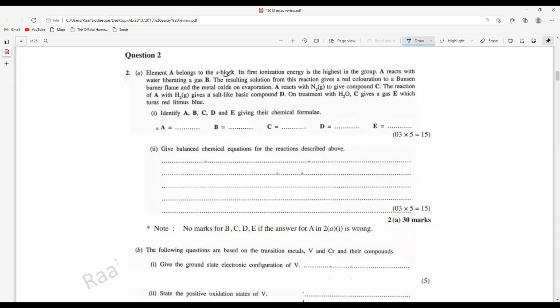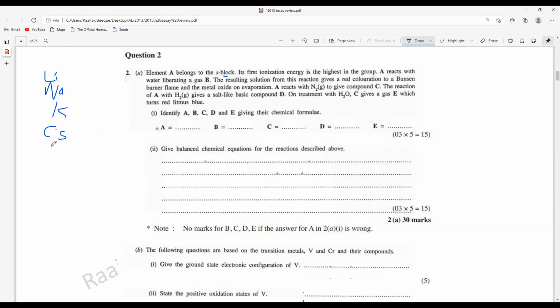So quickly, what are the S block elements? You have lithium, sodium, potassium, and what else? Cesium. And typically we will consider these, without going to francium and those things. So here it belongs to the S block and its first ionization energy is highest in the group.